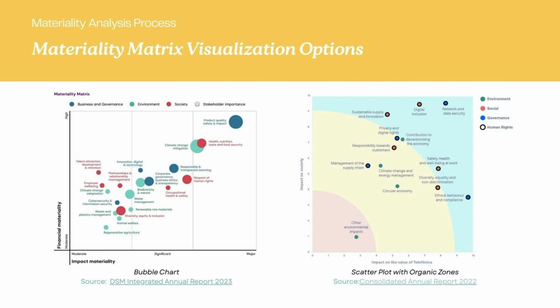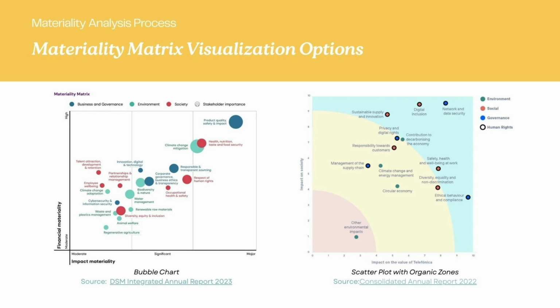Once materiality scores have been calculated, the next step is visualization. This slide shows two common ways companies visually represent material topics. On the left, you see a bubble chart. Each bubble represents a sustainability topic. The horizontal axis shows impact materiality, while the vertical axis shows financial materiality. Topics positioned higher and further to the right are more material under both lenses. The size of the bubble often represents a third variable, such as stakeholder importance or risk magnitude. This allows decision makers to immediately see which topics require priority action.